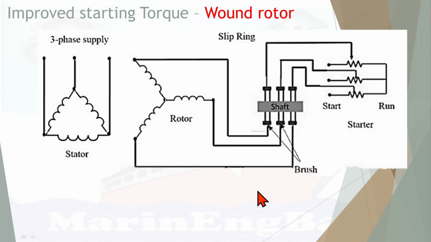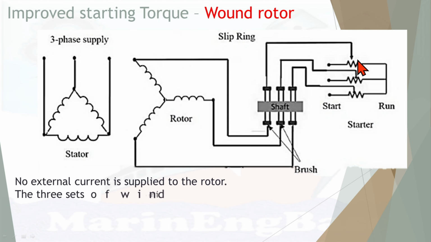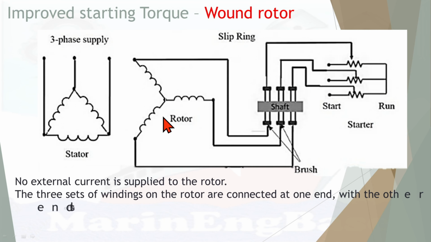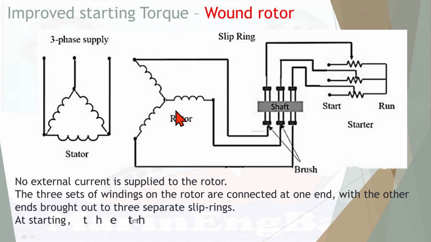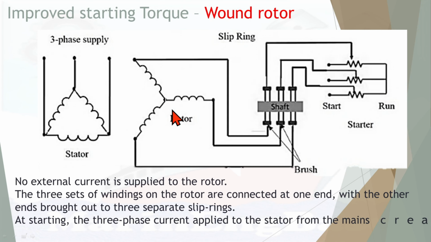Then the second method of improving the starting torque is the wound rotor. The wound rotor has a stator and a rotor which is wound with copper coil, and it is connected to brushes and slip ring connectors. There won't be any voltage supply here, but it will be connected to an external resistance bank. At the beginning of starting, the resistance will be maximum, so the rotor resistance is at its maximum, and the torque will be its maximum starting torque.